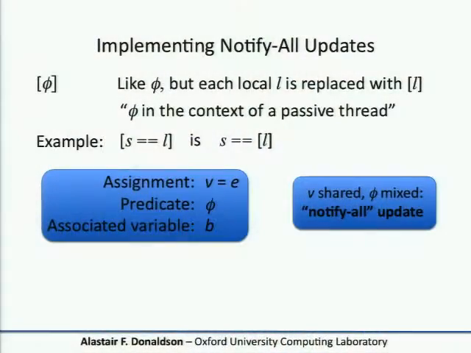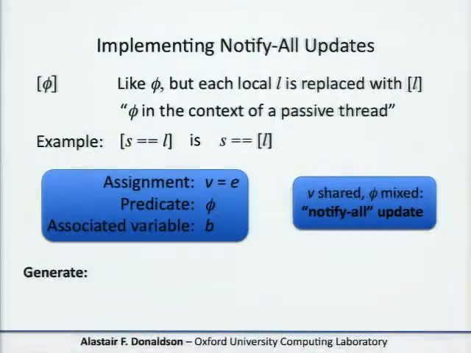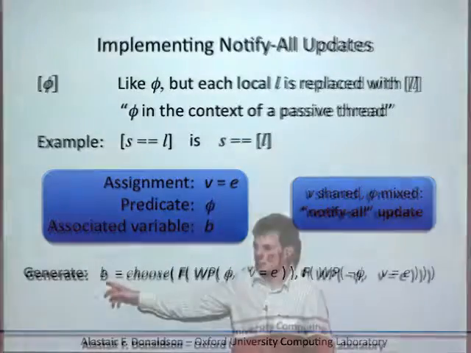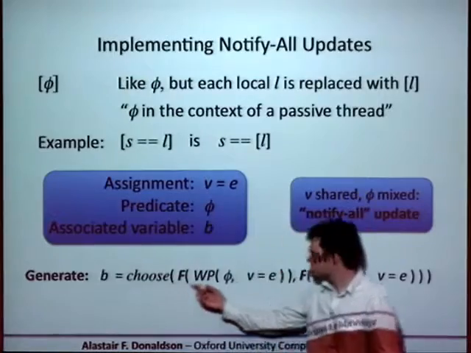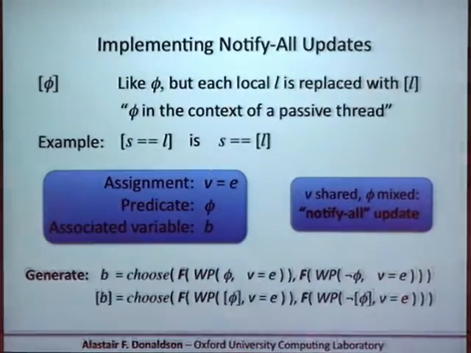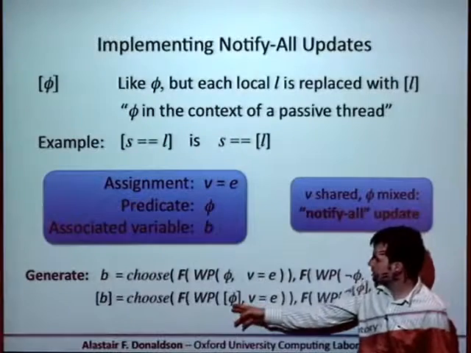So, if we have an assignment V becomes equal to E, a predicate phi, and a variable B, then if V is shared and phi is mixed, we're going to do one of these notify all updates. So what we generate is a parallel assignment. We say that B, the Boolean variable corresponding to phi, in the active thread gets updated according to the usual predicate abstraction rules. And simultaneously, B in every other thread gets updated, right? But this is where this phi in square brackets gets used.